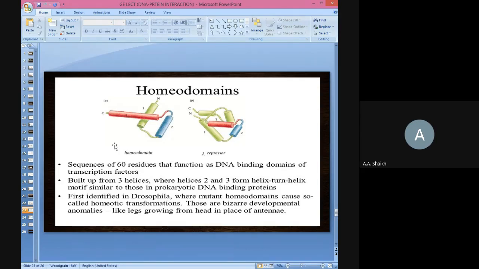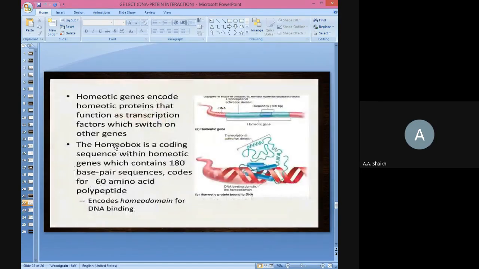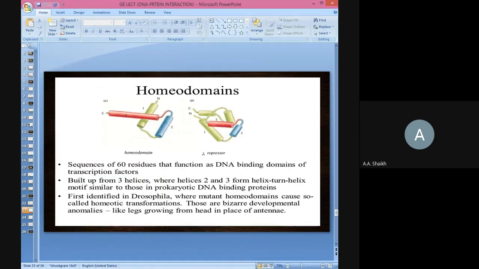As we have seen, these homeotic proteins have the ability to act as transcription factors. The sequences in the homeodomain also function as a transcription factor, acting like a DNA binding domain. It is composed of three helices, and in this case helix number 2 and helix number 3 form a helix turn helix.